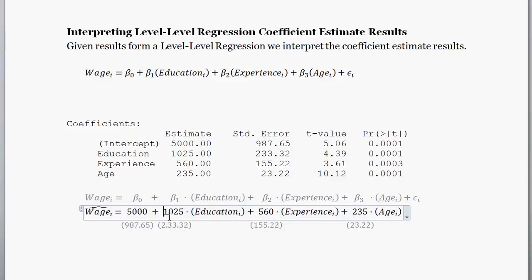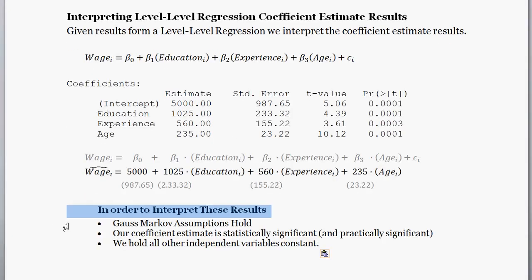So our beta 1 coefficient, the coefficient in front of education, is 1025. Our beta 2 coefficient is 560, our age coefficient estimate is 235, and our intercept here is 5,000. So how do we interpret these level-level regression results?